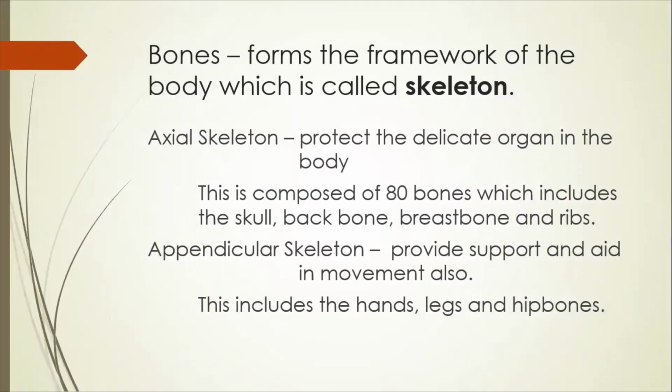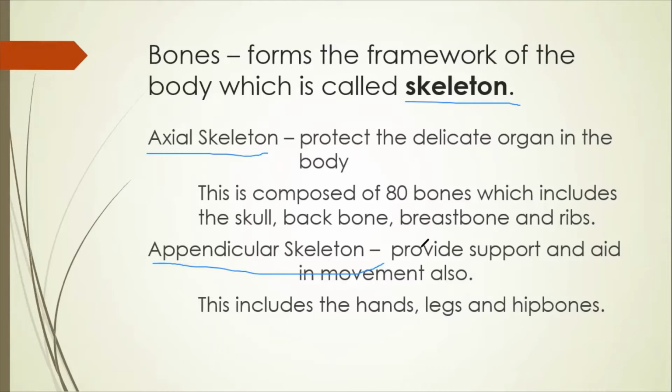Bones form the framework of the body, which is called the skeleton. The skeleton is divided into two major parts. These are the axial skeleton and the appendicular skeleton. The axial skeleton protects the delicate organs in the body. This is composed of 80 bones, which includes the skull, backbone, breastbone, and ribs.